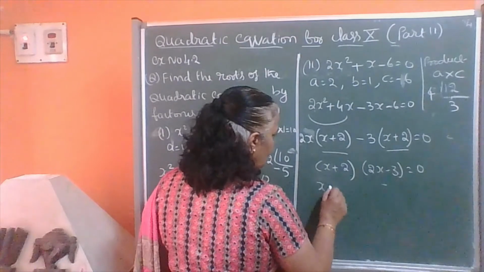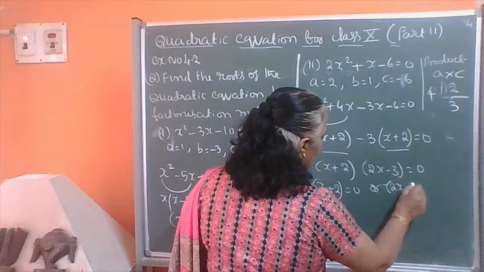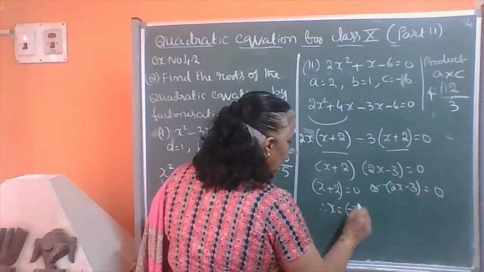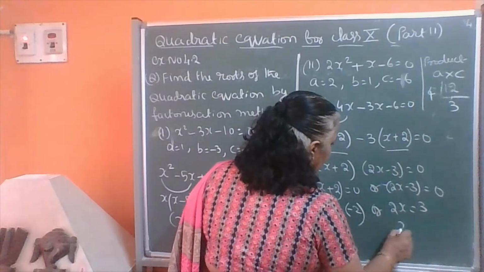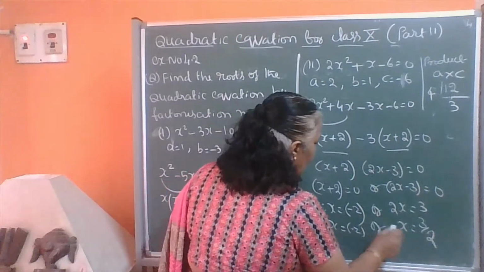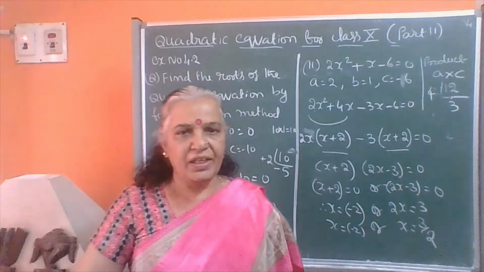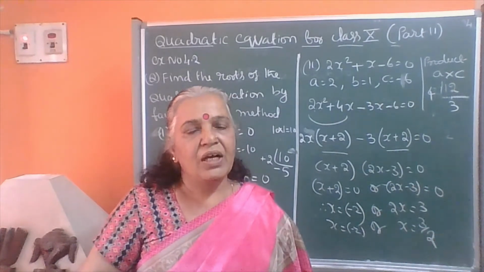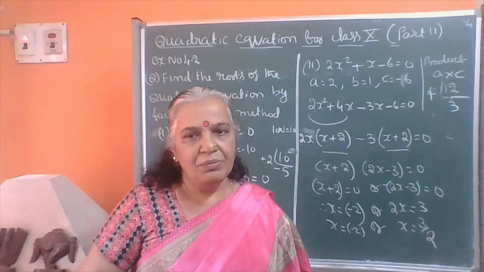See here, x plus 2 is equal to 0 or 2x minus 3 is equal to 0. Here, x equal to minus 2 or 2x is equal to 3, that is x equal to 3 by 2. That is x equal to minus 2 or x equal to 3 by 2. This method of finding the roots, that is value of x, is called factorization method, or splitting the middle term.